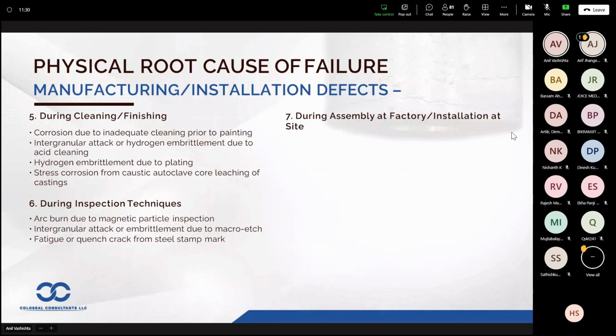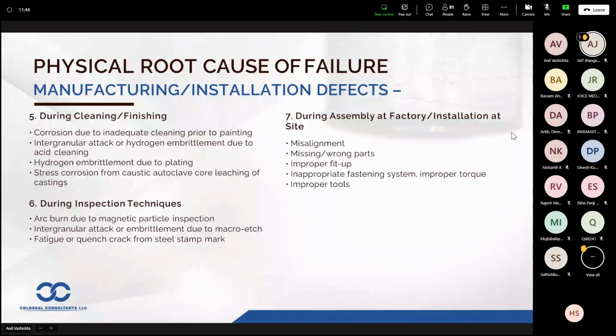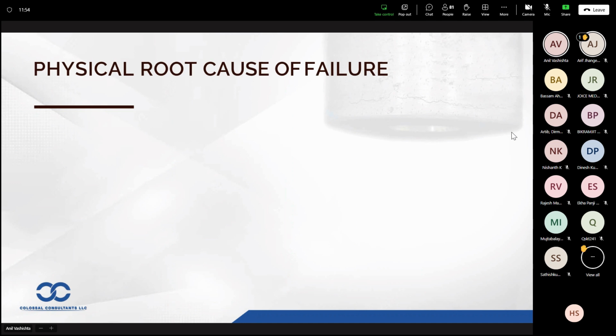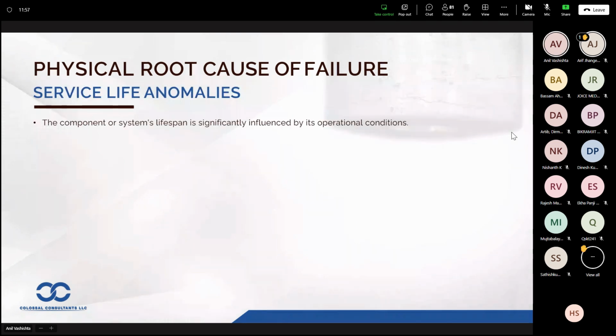And during the final assembly at factory installation site, the different defects can be because of misalignment, missing or wrong parts, improper fit ups, improper fastening, inappropriate fastening systems, improper tools, inappropriate modifications, inadequate surface preparations.